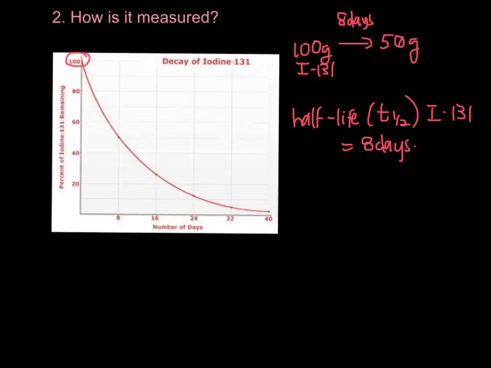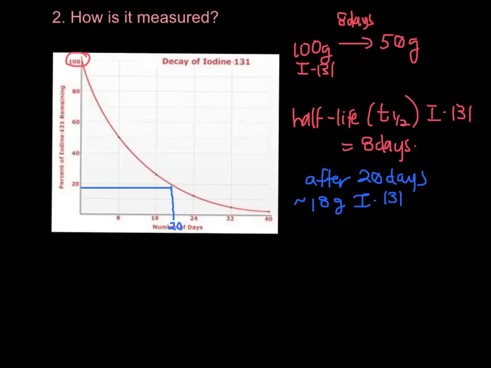So the beauty of this is I can actually use this graph to figure out how much of a sample I have after a certain number of days. If I want to know how much iodine I have left after, say, 20 days, then I can just follow up to the graph and over, and I will see that I have a little less than 20 grams. So after 20 days, I have approximately 18 grams of iodine 131 remaining.